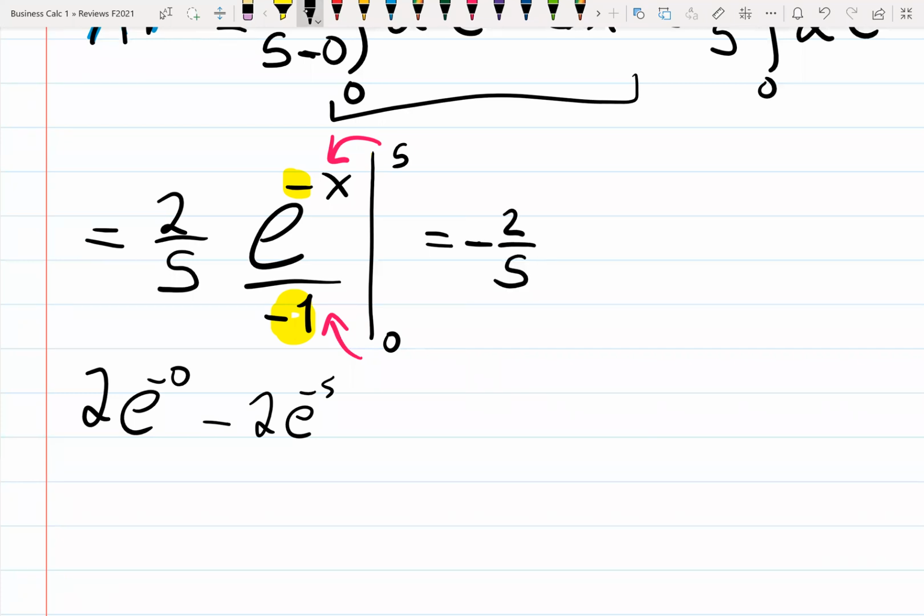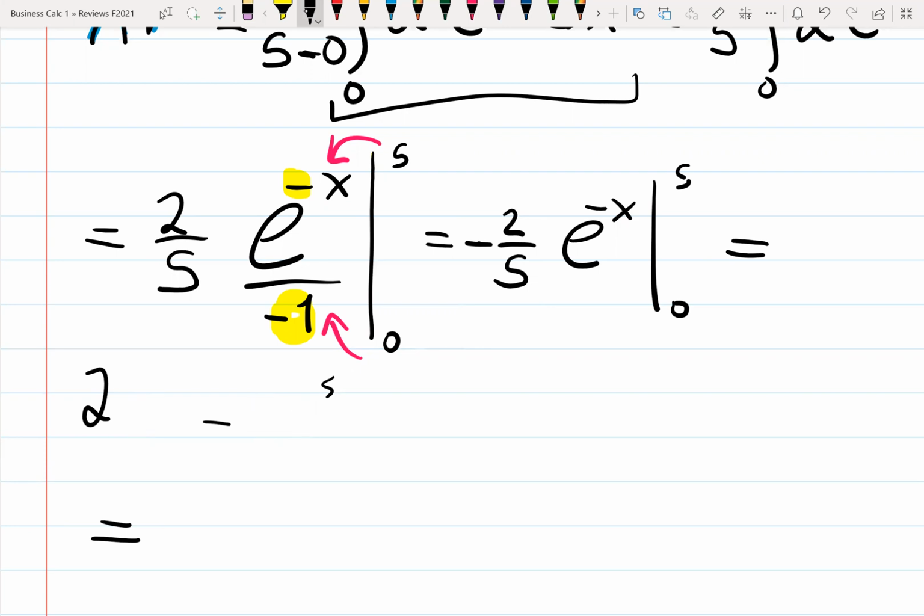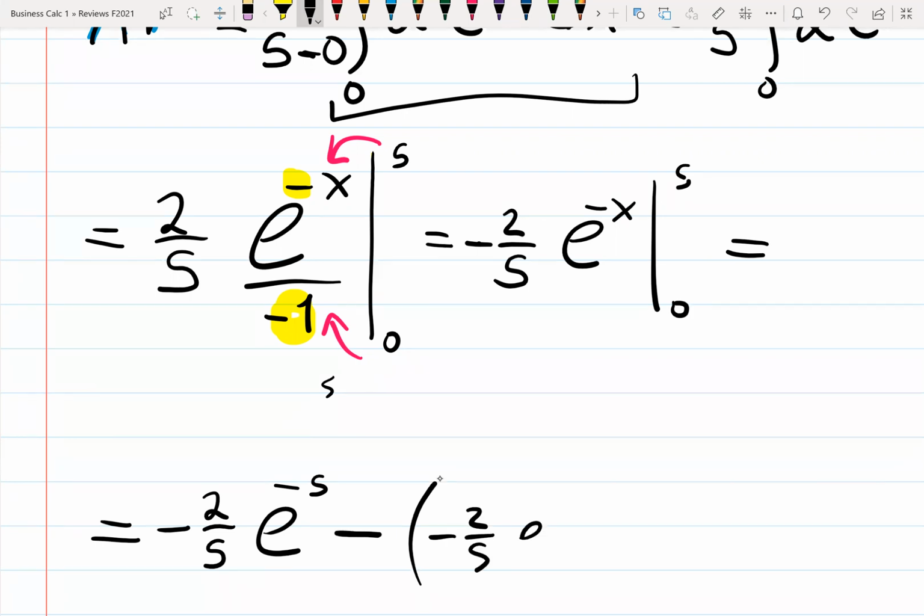-2/5 e to the minus x bar from 0 to 5. This is how I see the integral. Minus got kicked out, I see that, 2/5 got kicked out too. And then it's going to be -2/5 e to the minus 5 minus, because the formula says minus, plug the bottom, minus 2/5 e to the 0.